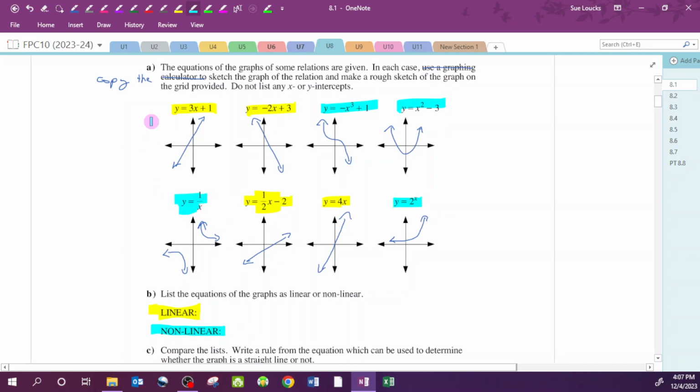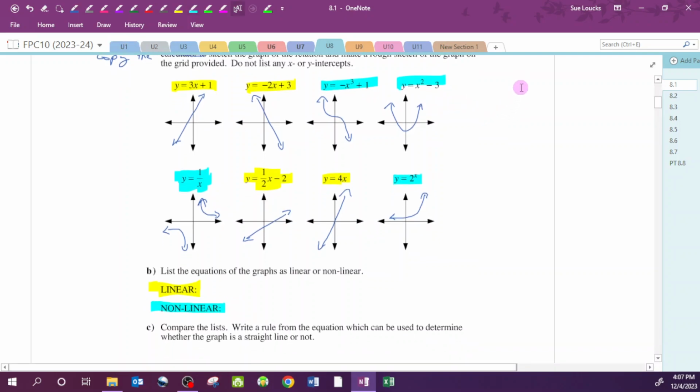Okay? And if you compare them, if you look at the equations of the linear ones and the non-linear ones, I'm hoping you notice that if you look at the ones that are all straight lines, x and y are both to the power of 1. Okay, so this is a cube, this is a squared. That's got the x as an exponent, and this one has got the x underneath, which means y equals x to the negative 1, right?